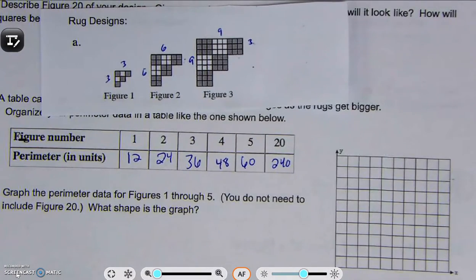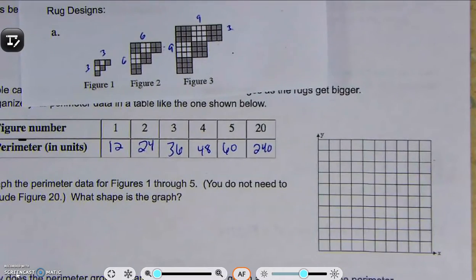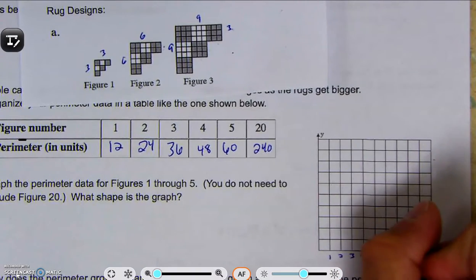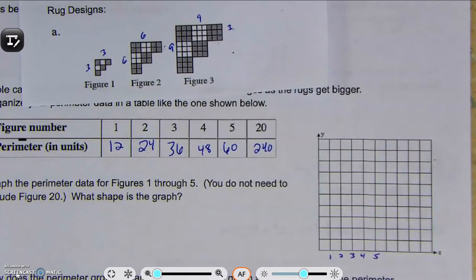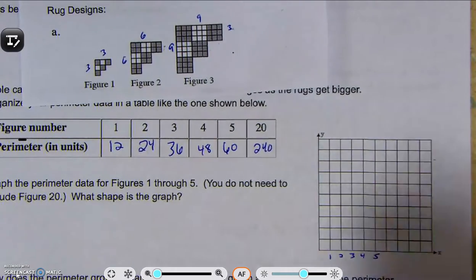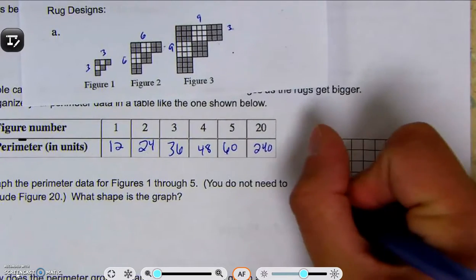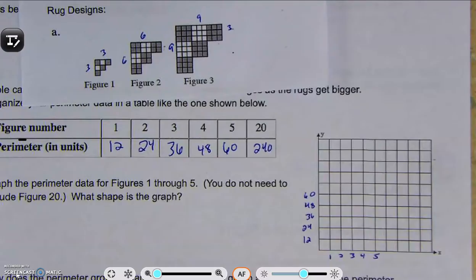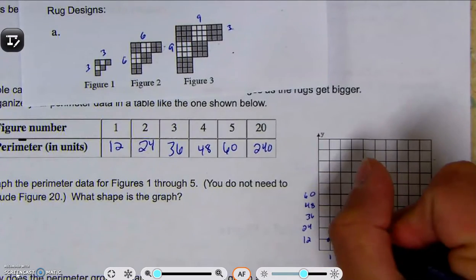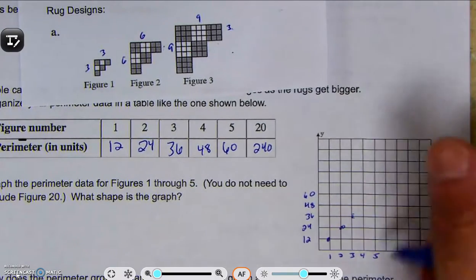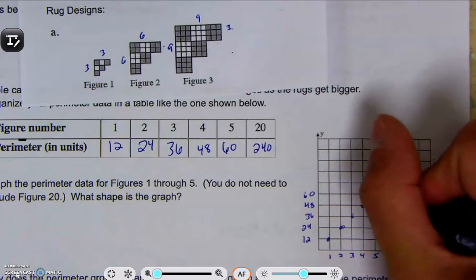Some of you have a different perimeter for each of them. So if we take a look at B, it says graph the perimeter data for figures 1 through 5. So we have this graph over here we can use. Some of you put it on your graph paper, that's fine. So I can use 1, 2, 3, 4, 5 for my X axis. And since they all go by 12, I'm just going to go by 12. So 12, 24, 36, 48, and 60. So we can go ahead and graph those. So (1, 12), (2, 24), (3, 36), (4, 48), and (5, 60).